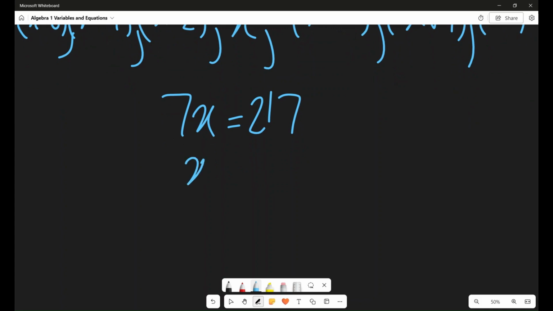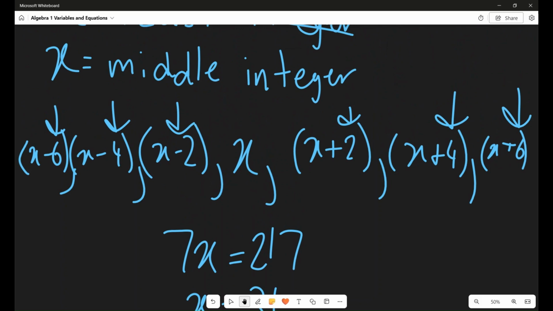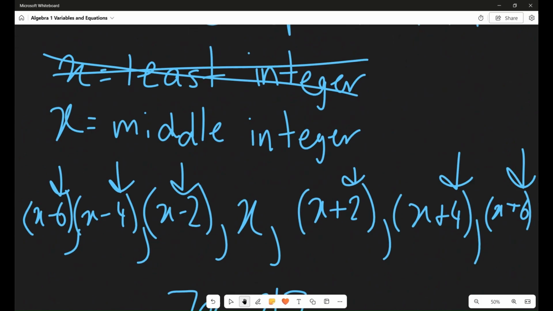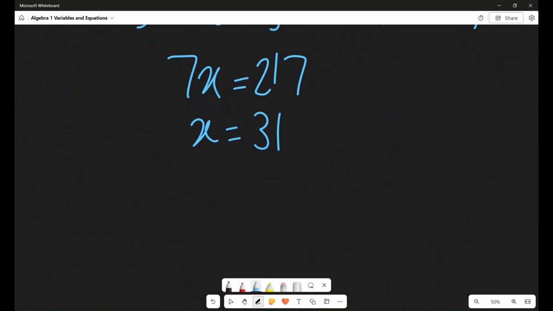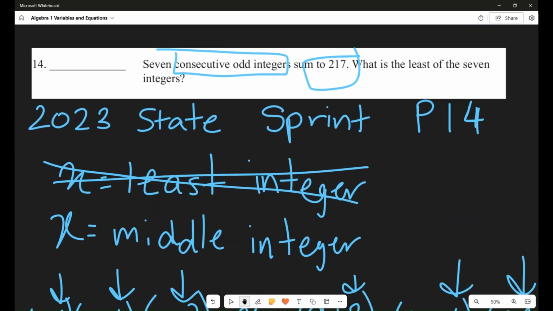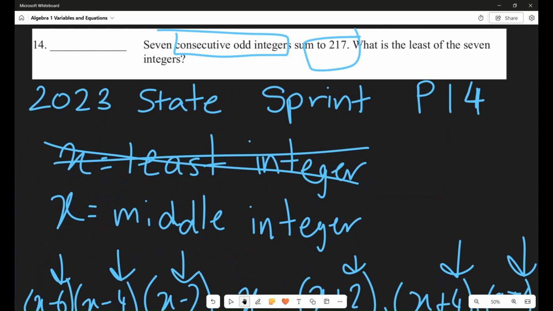This is a lot simpler than what we would have gotten if we set x to be the least integer. So divide by 7, we get x equals 31. And now we go back to the question. And we notice that the question says, what is the least of the 7 integers? And we have to remember we set x to be the middle one. So we're not looking for x, we're looking for x minus 6. And that is 25.